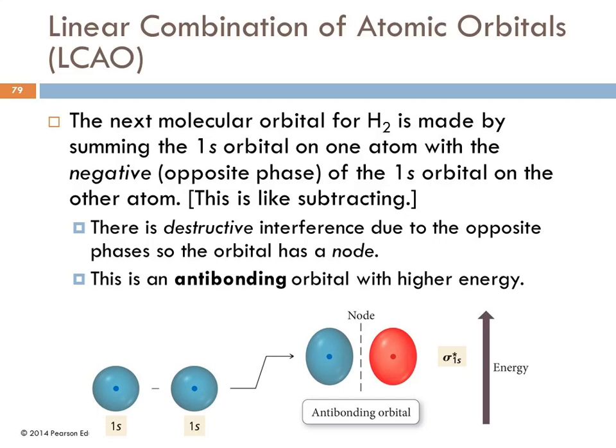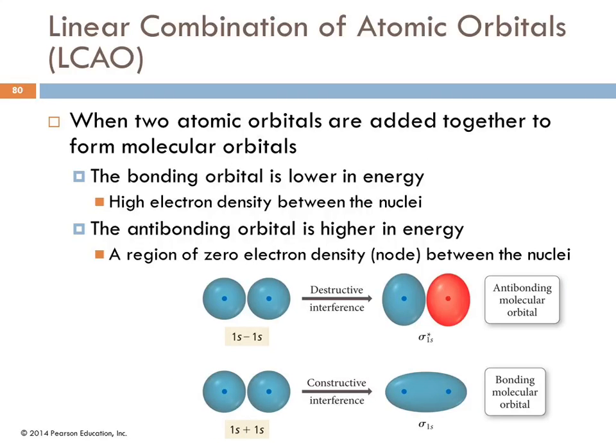Constructive interference gives us a bonding orbital. Destructive interference gives us an anti-bonding orbital. Any questions yet? I don't want to lose you right at the beginning. You were lost before the beginning. Okay. Well, at least you're honest, right?